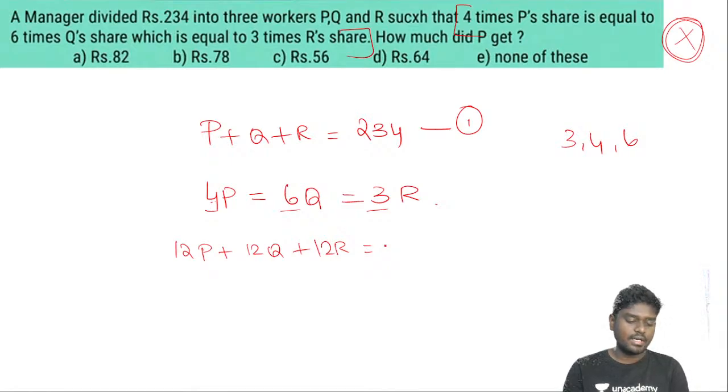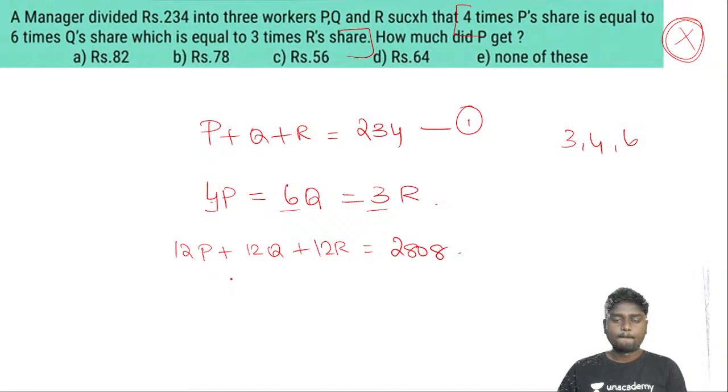You just need to find what is 12 into 234. How much is it exactly? You get 2808, right? So what are you going to do next? Come on, you just tell me. I told you already, we have multiple ways of approaching this question. You need to find how much exactly is the share of P.